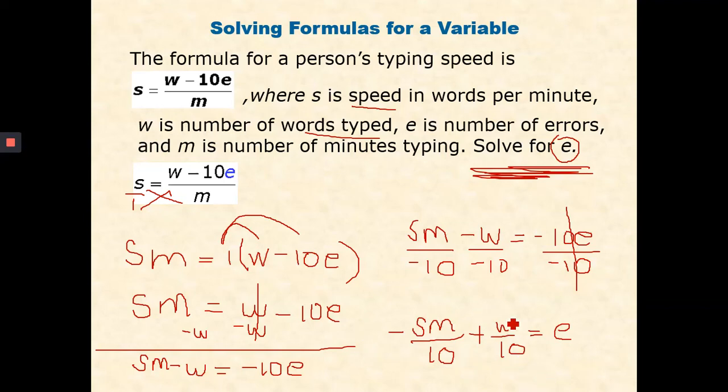We can also rewrite this as one fraction. Since they have the same denominator, we have E is equal to negative SM plus W all over 10. Okay? Any question? Okay.